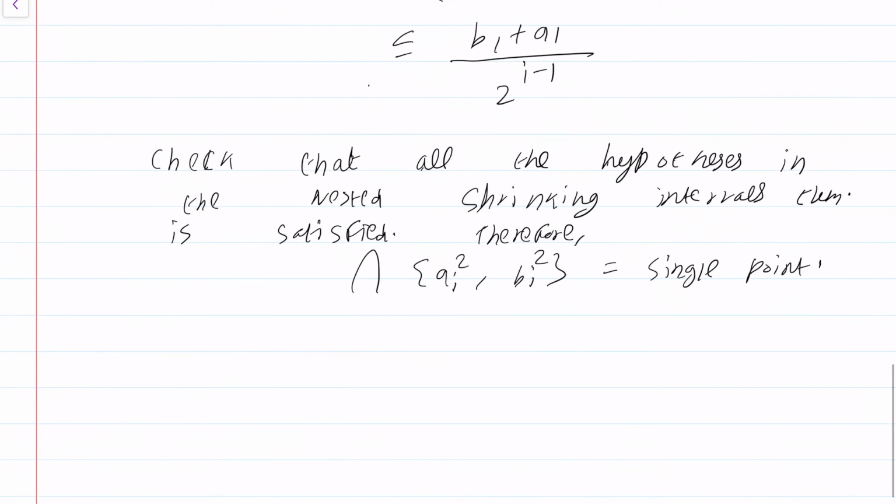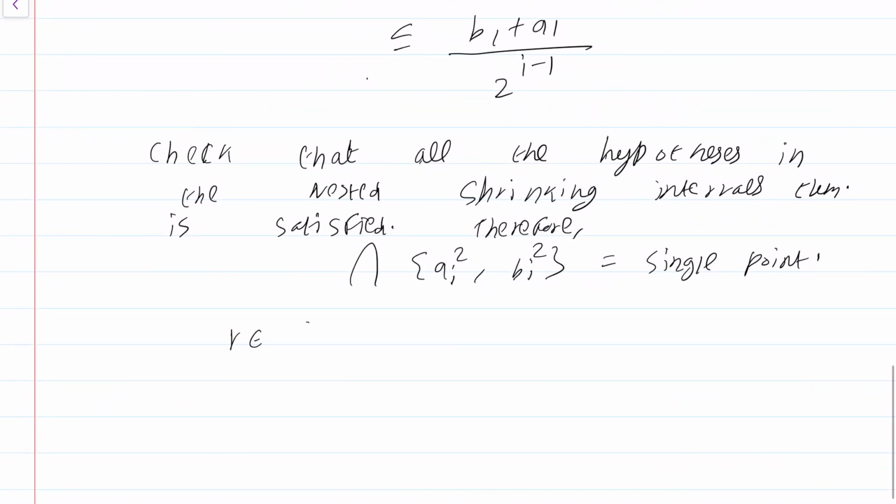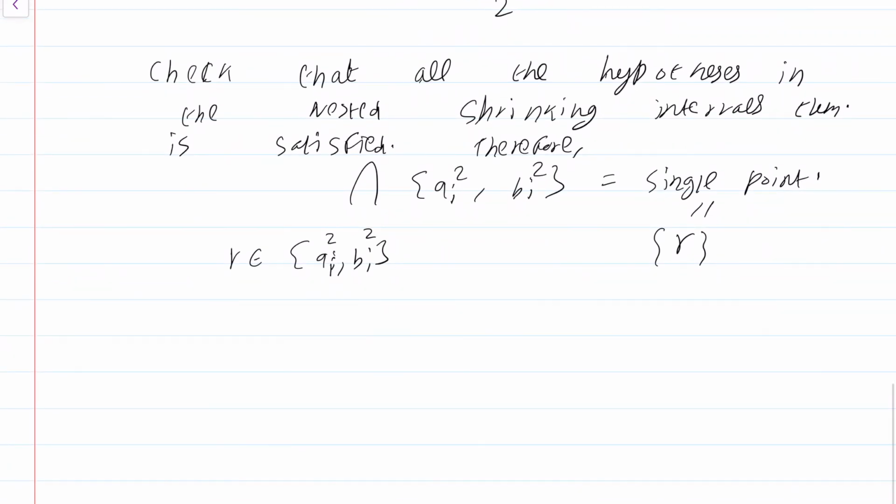But observe that the number r is there in [a_i², b_i²]. That's exactly how these a_i and b_i were constructed, so that r is always there in the closed interval [a_i², b_i²]. Hence, this single point has got to be this r.